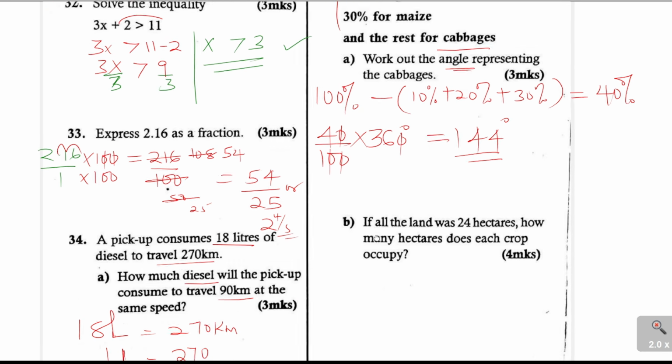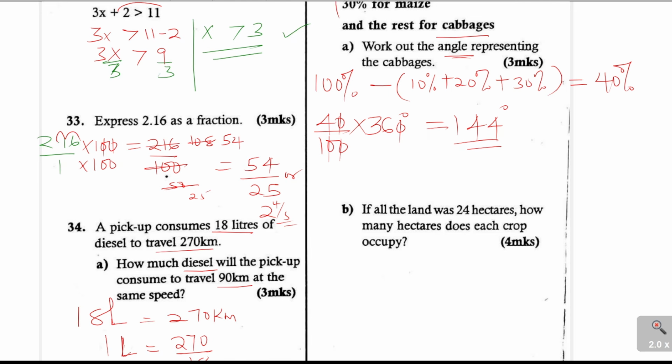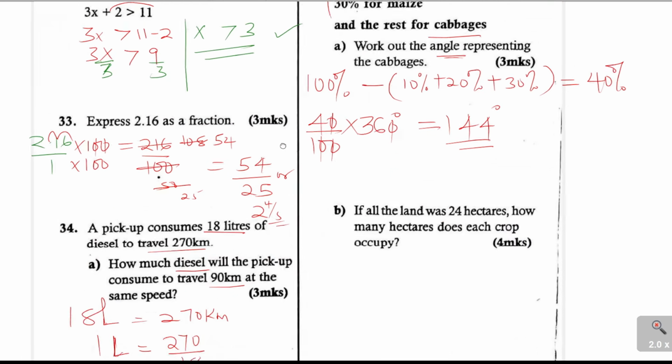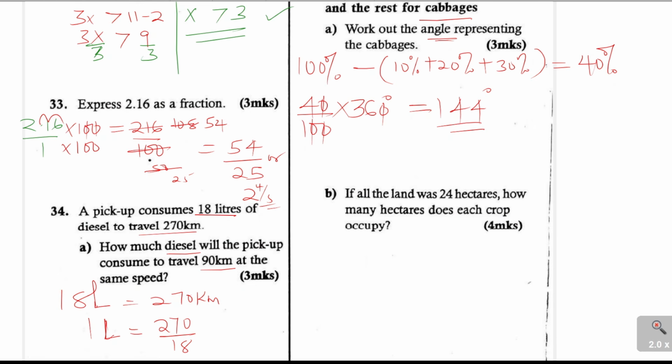Then the next question, if all the land was 24 hectares, how many hectares does each crop occupy? We are going to use the percentages. The percentage for sweet potatoes was 10%. So to get the hectares for sweet potatoes, you take 10 over 100, times 24 hectares, the total. So this will give 2.4 hectares. That is for the sweet potatoes.